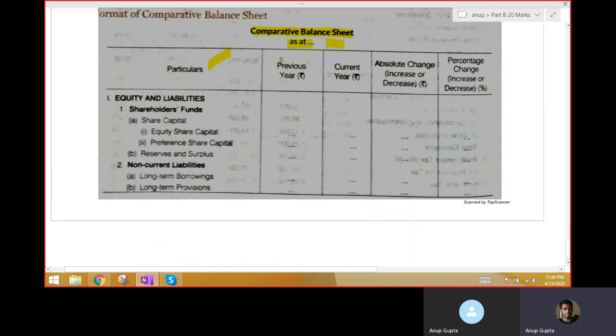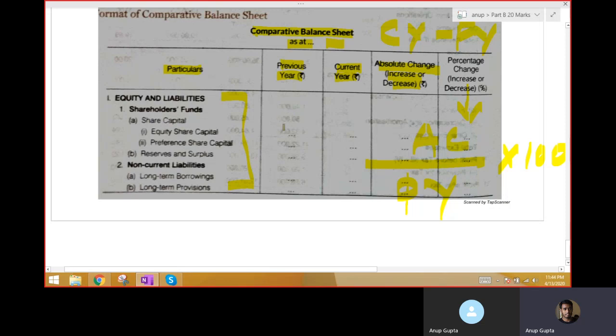Again, there will be 5 columns: 1, 2, 3, 4, 5 columns. The column headings remain the same: particulars, previous year amount, current year amount. Absolute change. How do you get absolute change? CY minus PY. Then there's percentage. And how do you get percentage? Absolute change divided by previous year into 100. Okay. The format, however, remains the same as you have done in the first chapter.